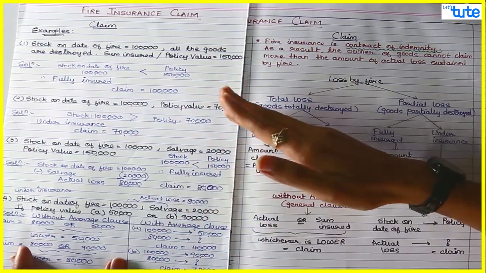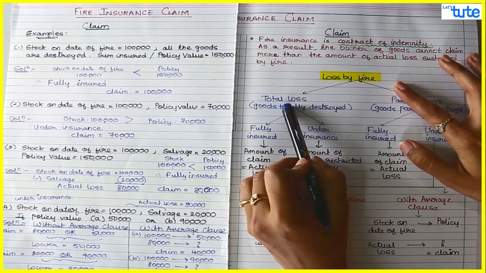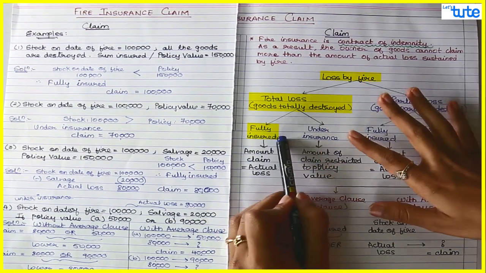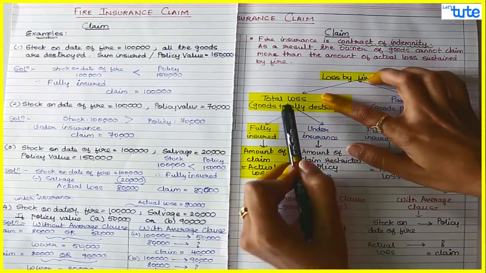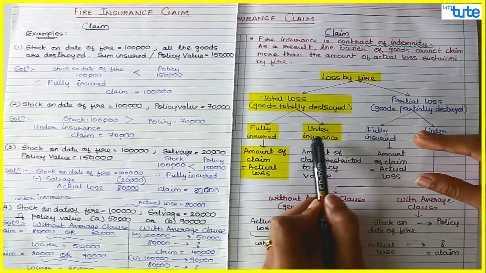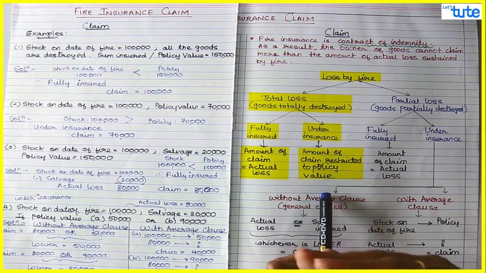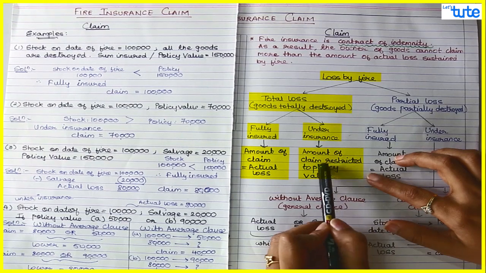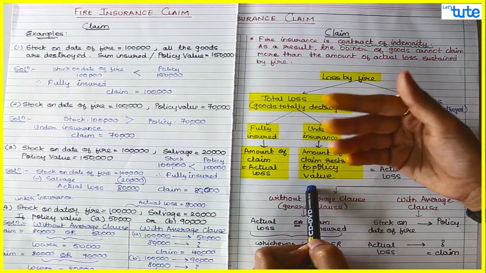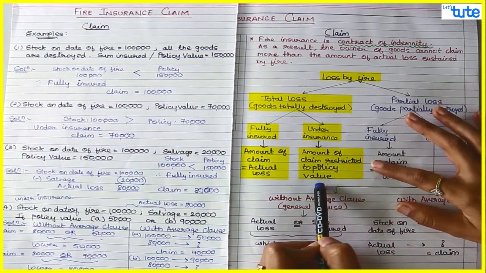These 3 cases were very simple. So now we'll just quickly review this. Loss by fire, if this is a total loss, all the goods are destroyed and the goods are fully insured, so whatever loss you suffer, you will get the claim amount. If it is a total loss, all the goods are destroyed, but this is the case of underinsurance, so you get the claim maximum amount of the policy value because the policy value is lower than your loss amount. So amount of claim will be restricted to the policy value. Even when you ask for more loss amount, you don't have that much sum insured. So you will get the claim up to the policy value.